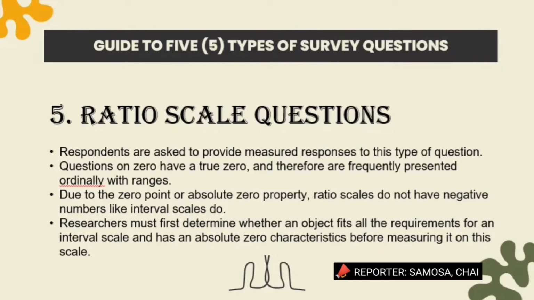So, among all the measurement scales, this is the most powerful measuring scale, because unlike the interval scale, which is just random and not consistent, this one has an absolute zero, which means if a value is zero, it doesn't exist. For example, if you measured height as zero, then the height doesn't exist. Due to the zero point or absolute zero property, ratio scales do not have negative numbers like interval scales do.